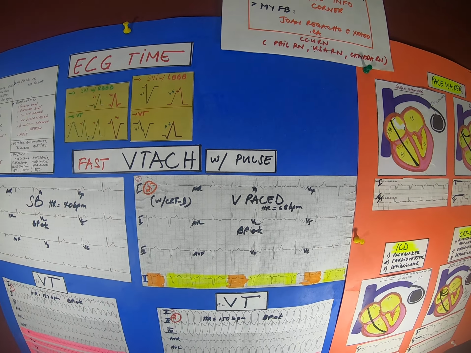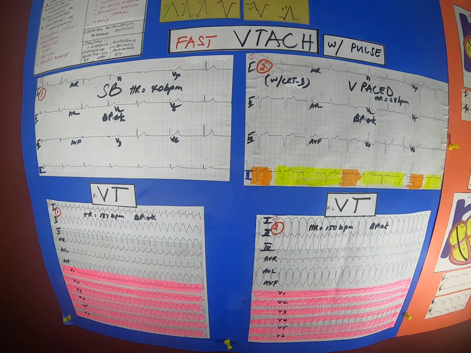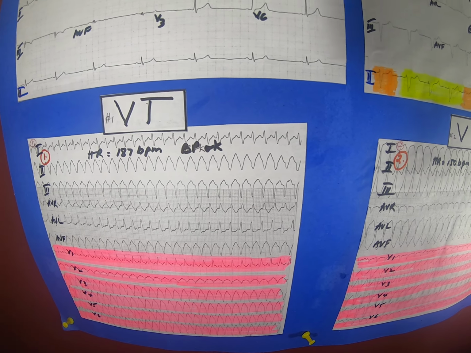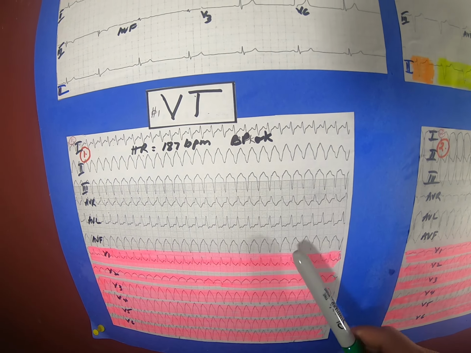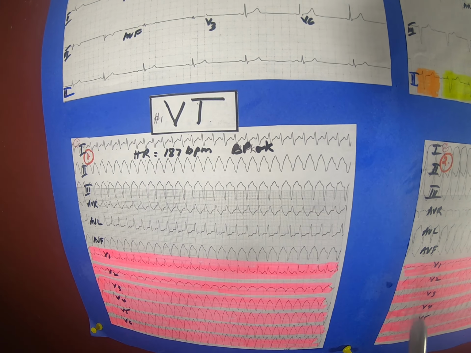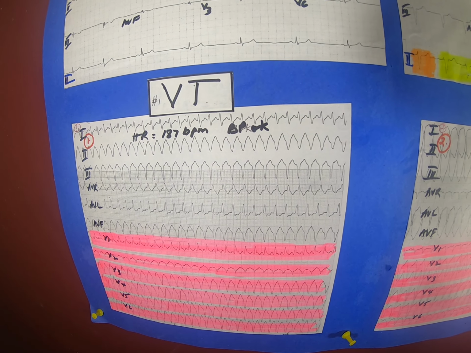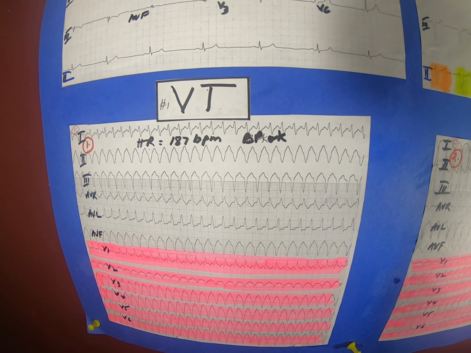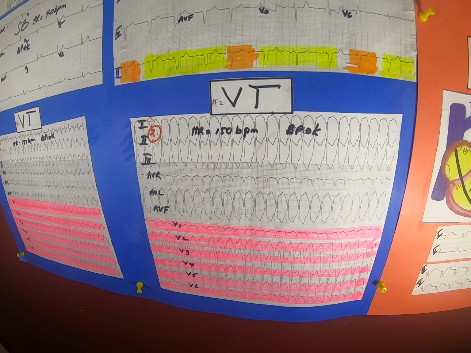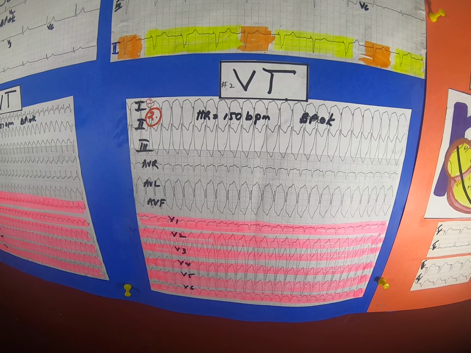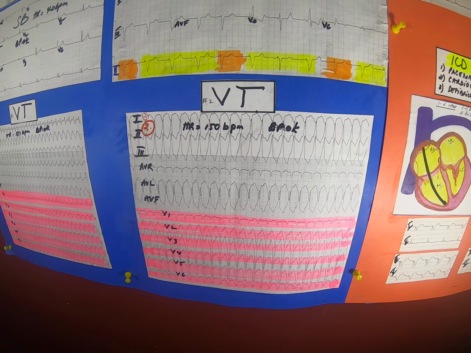Okay, yesterday, I spoke about the first example of ventricular tachycardia with pulse. There's a heart rate of 187 beats per minute, but there's blood pressure. Okay, and we dealt with this VTACH, the first example, with antiarrhythmic medication. So this time, we will be talking about the second example of ventricular tachycardia with pulse. Okay, so here we go.